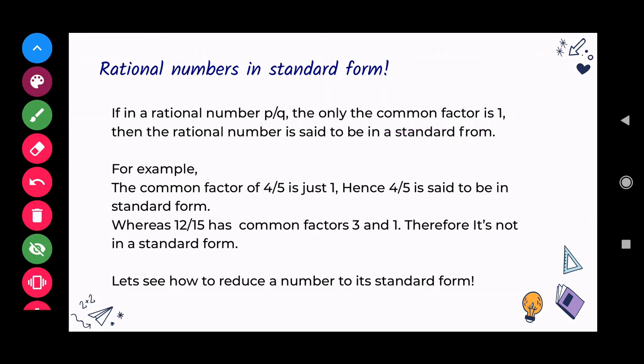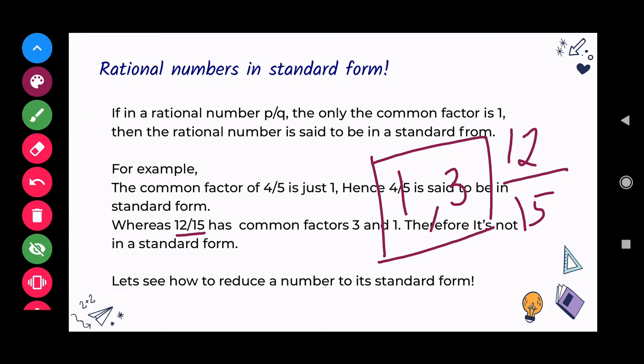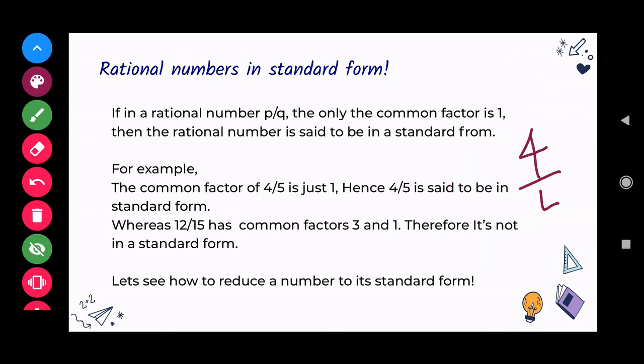And let's take a rational number as said here, 12 by 15. What are the common factors for the numerator and denominator? We obviously have 1 as a common factor and we also have 3 as a common factor. We can use 3 to divide both numbers. Hence, since it has 2 common factors, it is not in standard form, whereas it can be further simplified by dividing by 3 to get 4 by 5, and since we already know that 4 by 5 is in standard form, any rational number which is not in standard form can be reduced to a standard form.